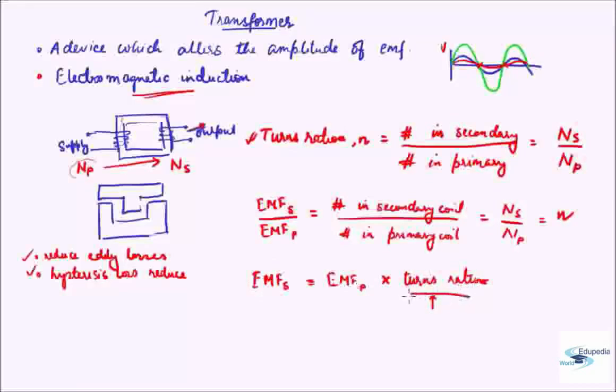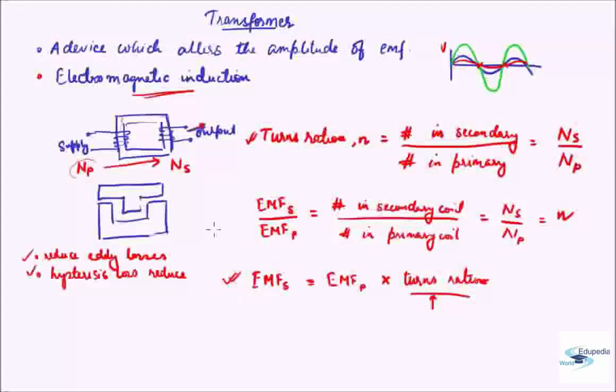In the case of step down transformer, just the opposite is happening. That is, the number of turns in the primary coil is more than in the secondary coil, thereby the turns ratio is less than 1, and the EMF in the secondary coil will become less than the EMF in the primary coil, thereby reducing the output voltage. Okay, so this gives you insight about how to either increase the output voltage or decrease the output voltage.